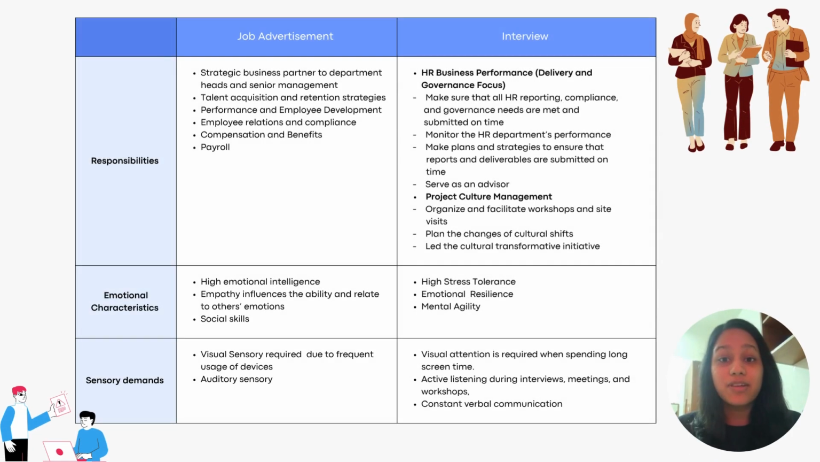The job advertisement outlines core HR responsibilities such as acting as a strategic business partner by collaborating with department heads and senior management to provide guidance, talent acquisition and retention strategies to hire the right candidate, performance and employee development to ensure employee productivity, followed by employee relations and compliance and payroll. However, in the interview, Mr. Shahrul reveals a broader scope including HR business performance governance, reporting compliance, and HR being responsible for organizing workshops and site visits, planning cultural change, and leading cultural transformation initiatives for project culture management.